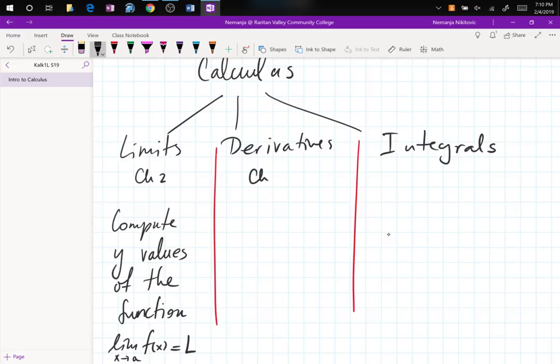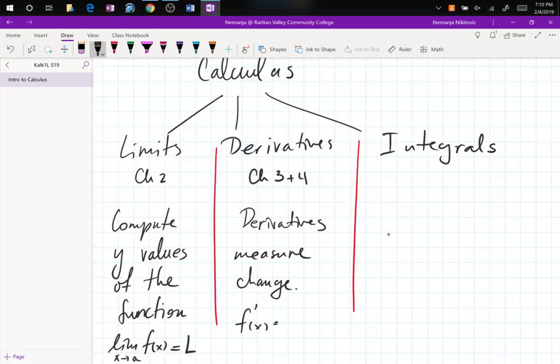Derivatives, chapters 3 and 4, will cover change. So derivatives measure change. And the notation is f prime of x, and I'll also put dy dx, and we'll understand the notation on all of these things.